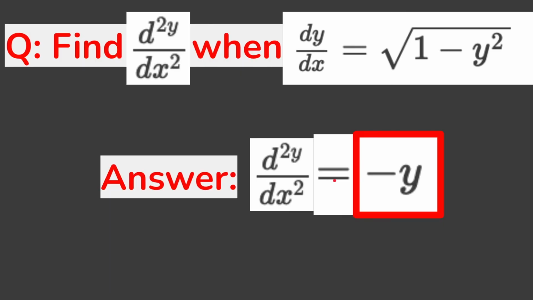So, final recap. The question was, find the second derivative of dy/dx when dy/dx is the square root of 1 minus y squared. And the answer is negative y.